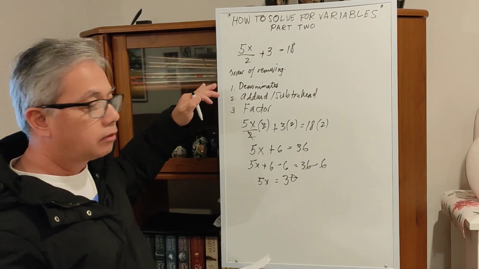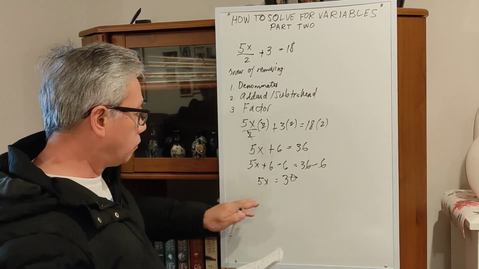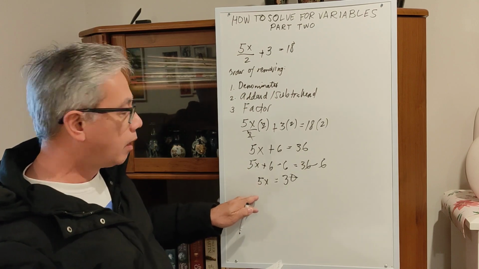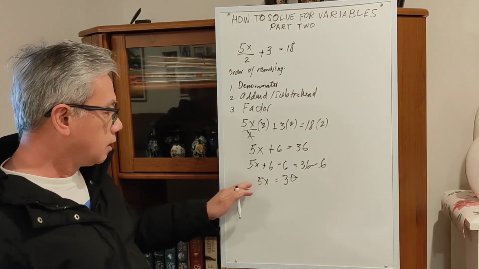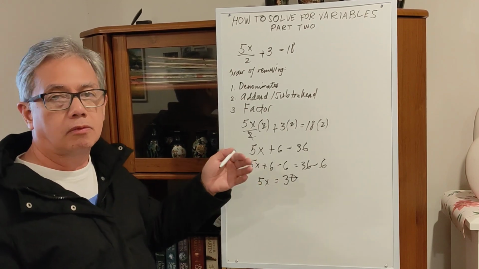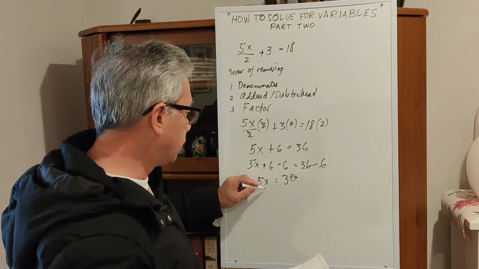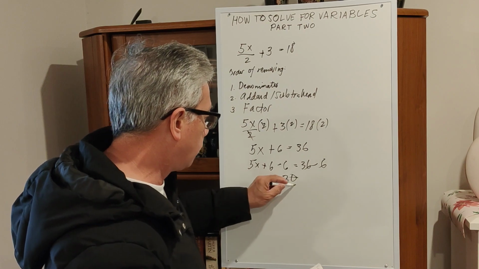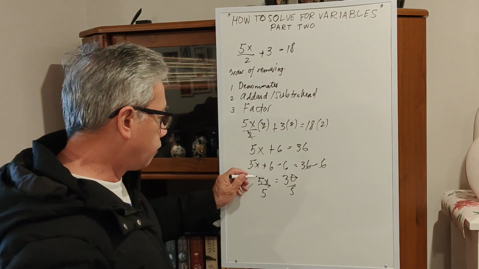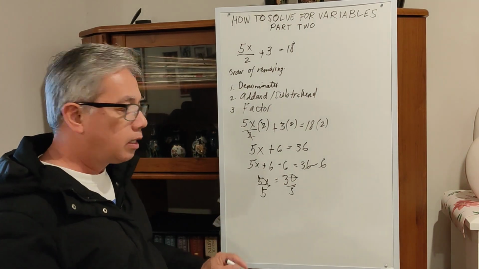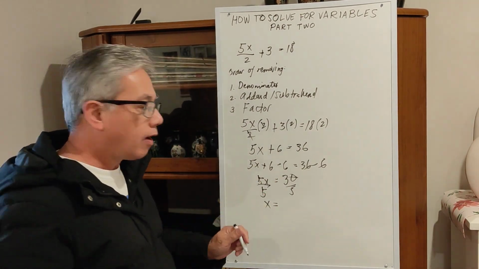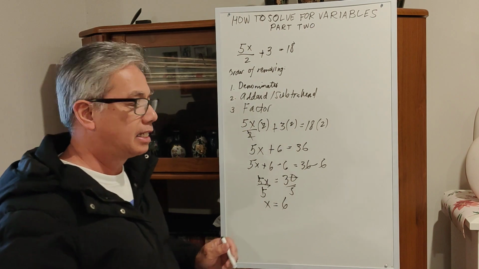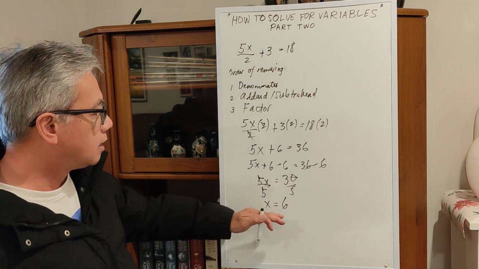The third step is to remove the factor. So we have a factor of 5. 5 is multiplied to x. In order to remove 5 from x, 5 times x, the opposite of times is division. So we have to divide by 5 on both sides. So 5 divided by 5 is 1. So what remains is x. 30 divided by 5 is 6. So 6 is our answer.